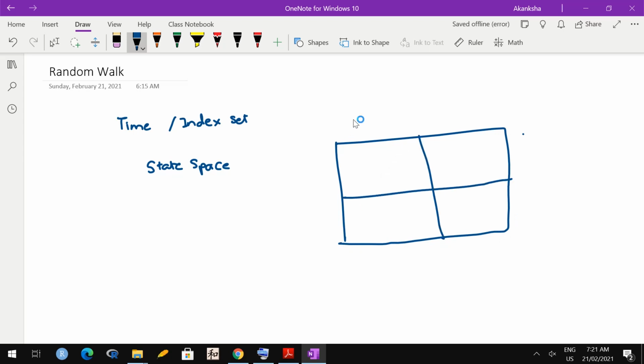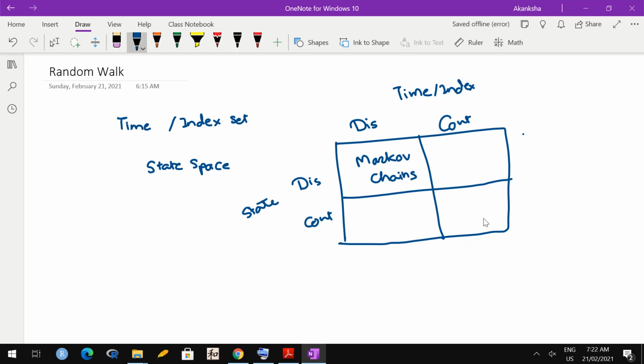So, here I have discrete time or index set and continuous index set. Similarly, for state space I can have discrete or continuous. Okay, so you know that discrete time, discrete state space lead to your usual Markov chains with which you started the stochastic process. What about the other sections here?